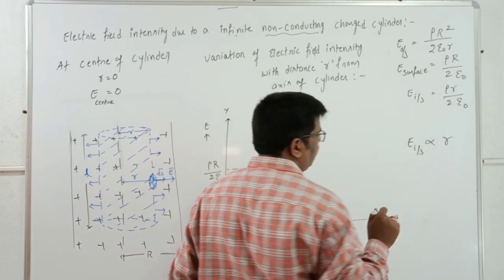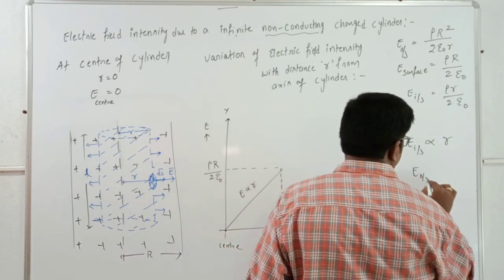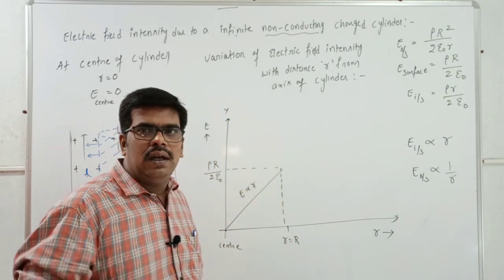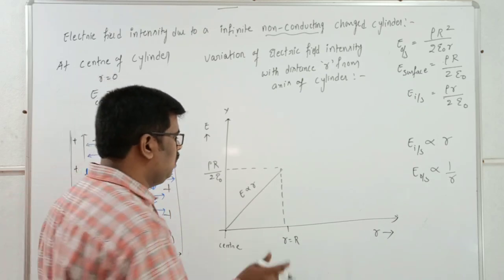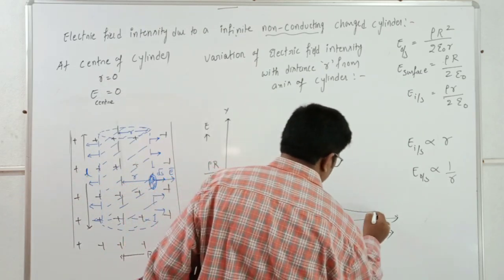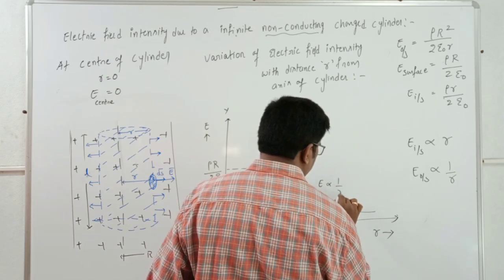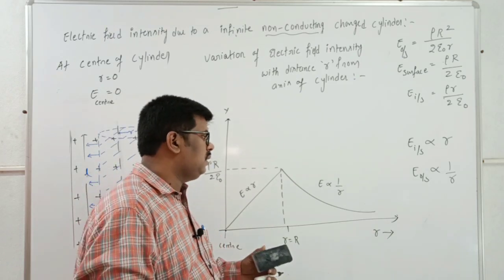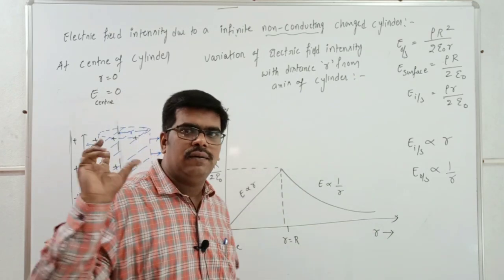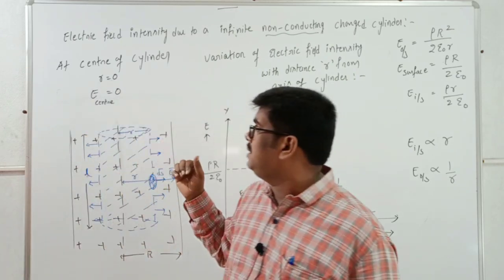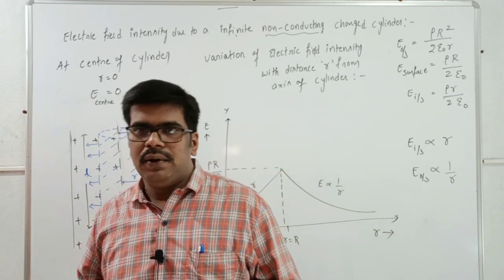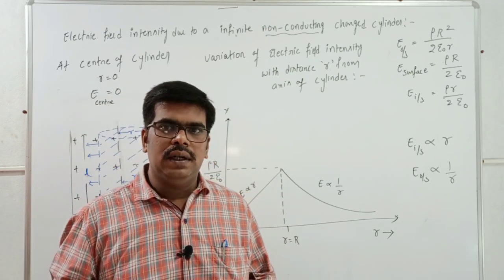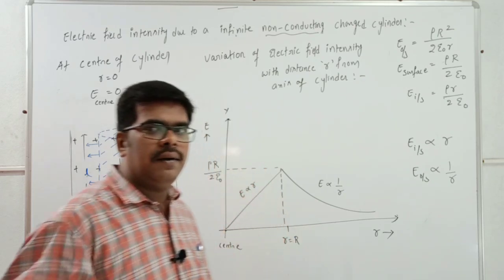And outside of the cylinder, the variation of electric field intensity with respect to distance is that E outside is inversely proportional to the distance r. Inversely proportional means the nature of the curve is a rectangular hyperbola. So E is inversely proportional to 1 by r. So this is the variation of electric field intensity with distance in the case of a non-conducting cylinder. This kind of curve you observed in the variation of gravitational field intensity of the Earth in the gravitation chapter in first year. A similar kind of graph will be there.